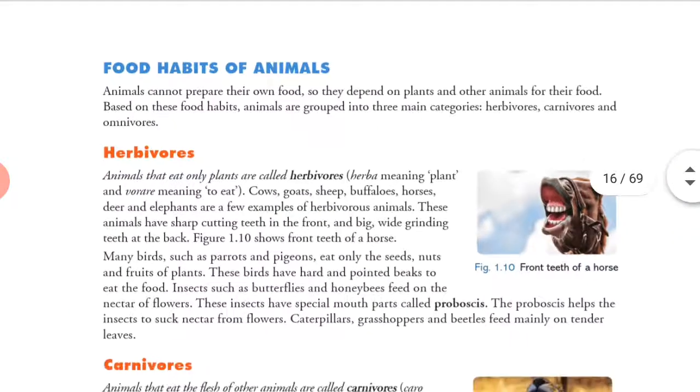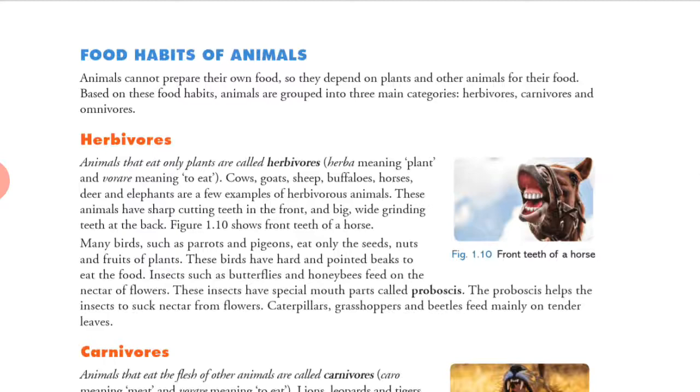Okay. So it depends on the food habits of animals. We will continue this and we will discuss exercise questions also with this tomorrow.